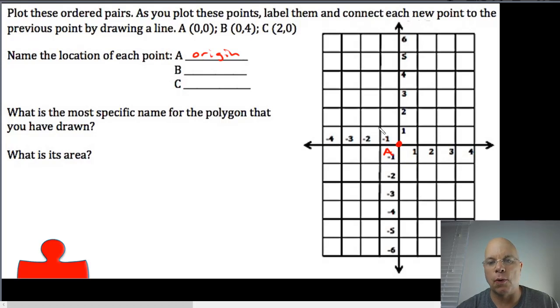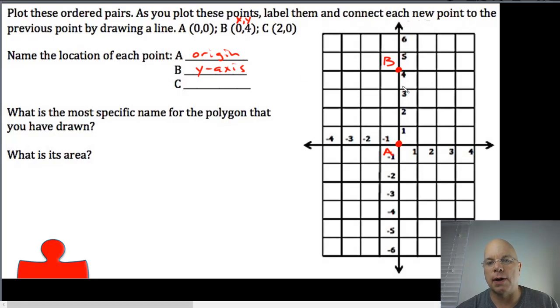Point B is at 0, 4, so I start at the origin. And then my x-coordinate is 0. Remember, it's always x before y. X is 0, so I don't need to move right or left at all, but y is 4, so I need to move up 1, 2, 3, 4. So point B is here on the y-axis.